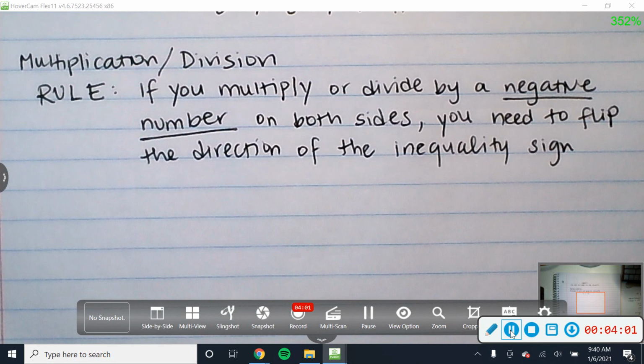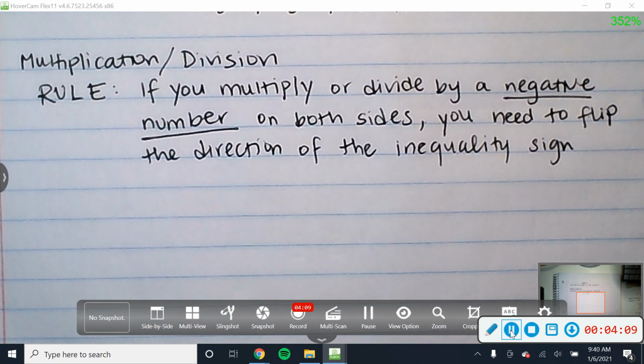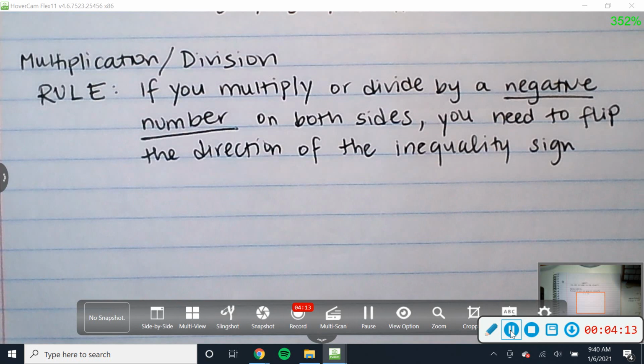This is super duper important because if you do not remember to flip the sign, it will totally change your answer. So this is the most important rule and the main thing that you need to look out for whenever you're solving any inequality problems. So let's take a look at an example.